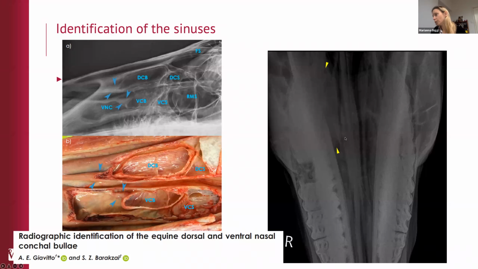And usually if you do have soft tissue opacity extending axial to the mandible, that means that there is affection of the ventral conchal sinus.